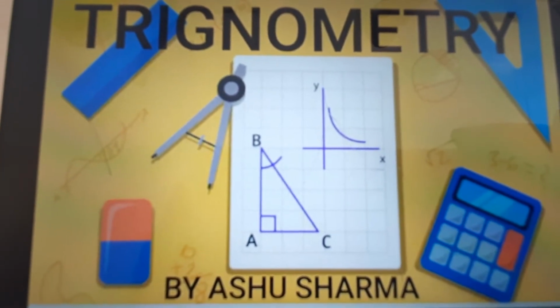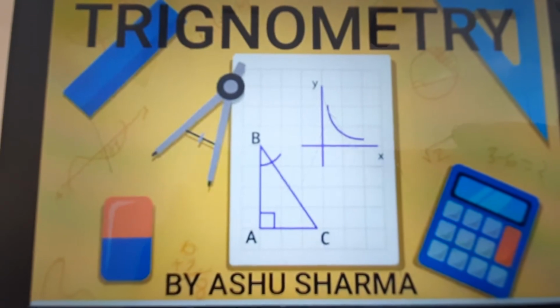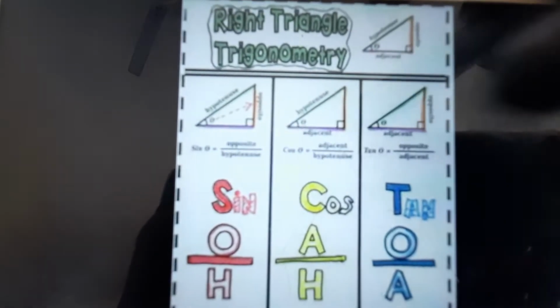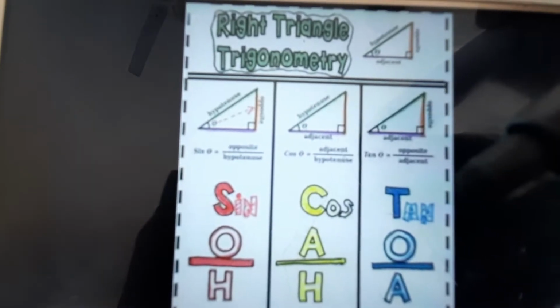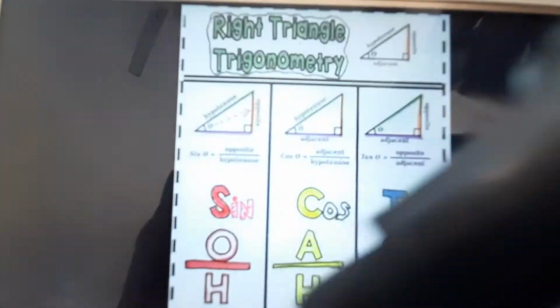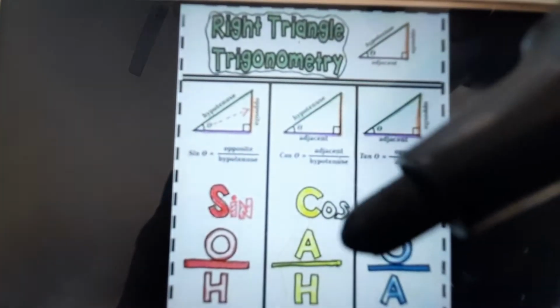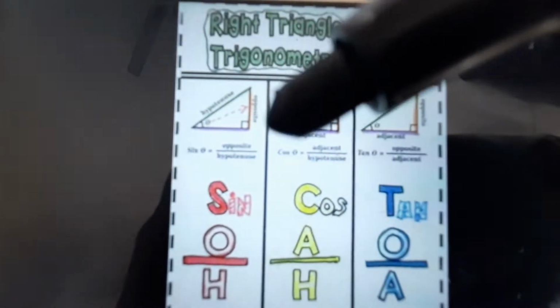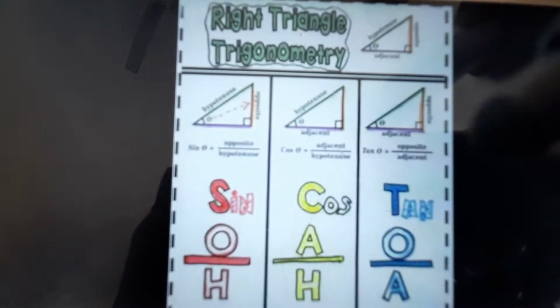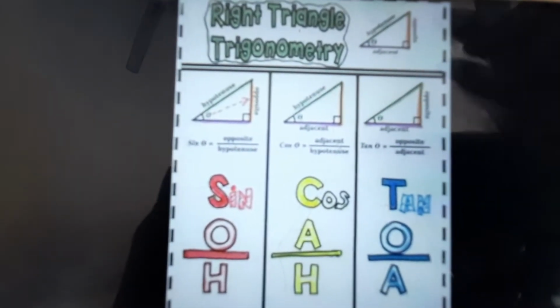ratios in our trigonometry, and the first ratio is sine, then cos, and then tan. And these 3 are the ratios, and other 3 ratios are just the reciprocal of these 3 ratios. The reciprocal of sine theta is cosecant theta, cos theta is secant theta, and tan theta is cot theta.